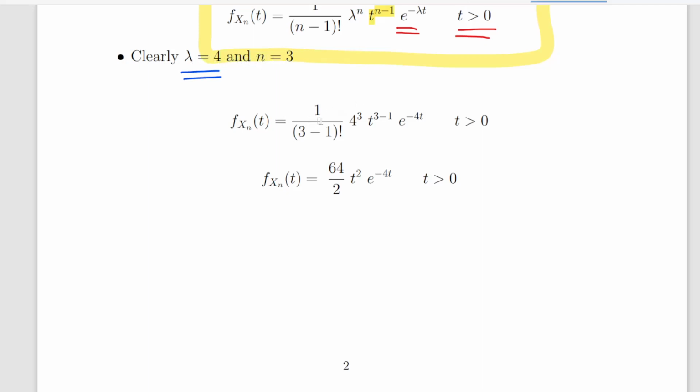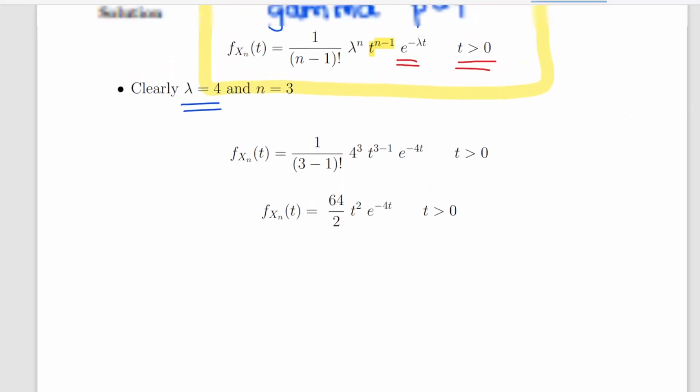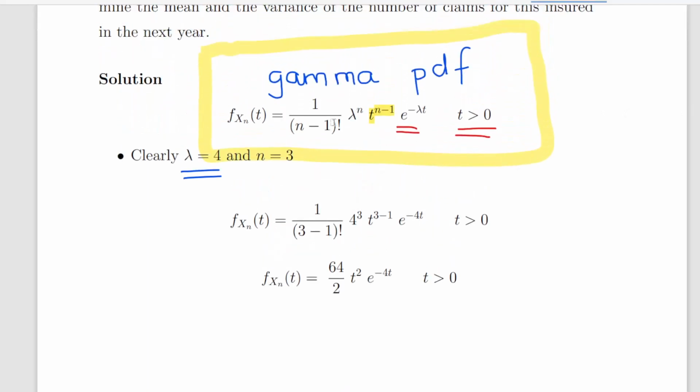Okay, and what we can do is just check that to see does that work out based on this gamma PDF. So 1 over n minus 1 factorial is 1 over 3 minus 1 factorial. Okay, just park that for a second. That will just work out to be 1 over 2 factorial, which is 1 over 2.